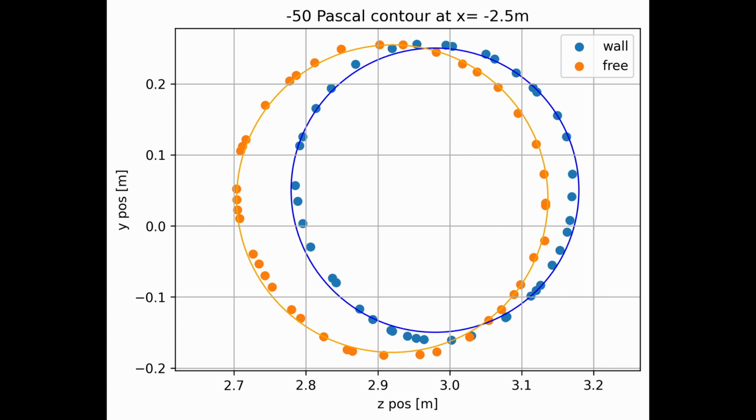To estimate strength, I wanted to calculate the area of these circles, and I found out that there's an area reduction from the free case compared to the wall case. The wall case is 85% of the area of the free case. So that could be an indicator of reduced vortex strength.